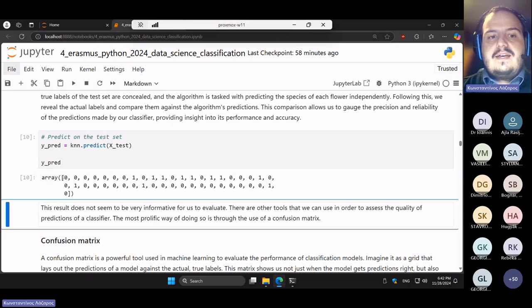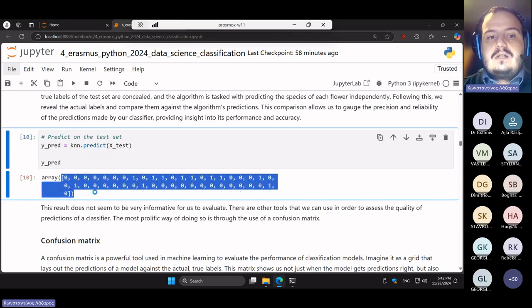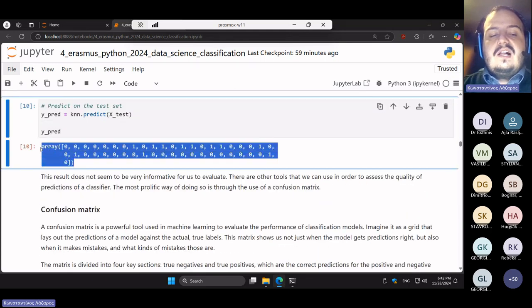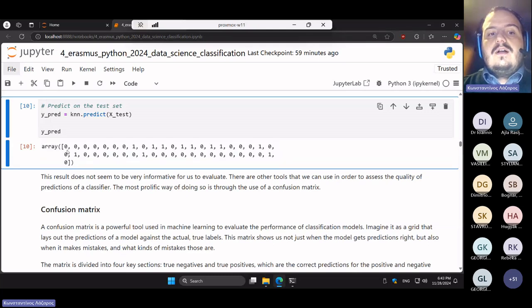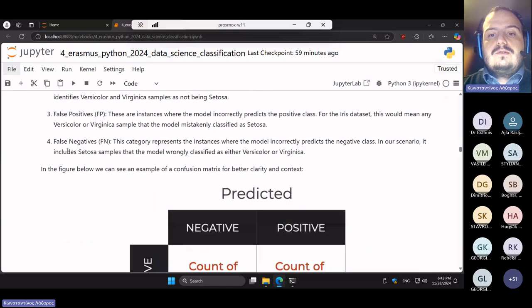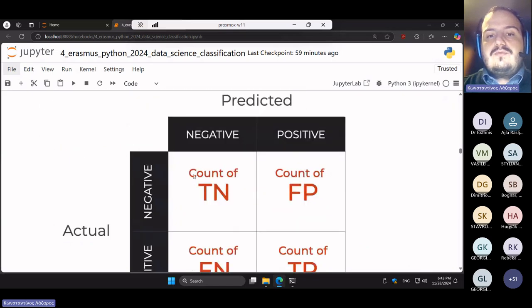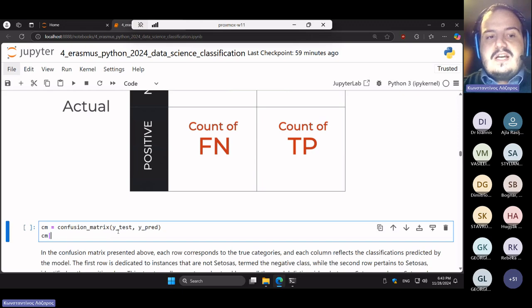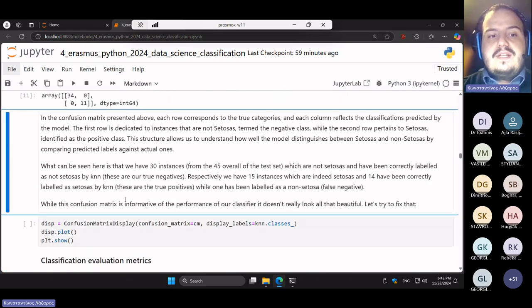And we basically see that these are the predictions that the algorithm actually made. So how can we actually compare what the algorithm gave us in relation to our ground truth? This is where a very powerful tool called the confusion matrix comes in. So let's check it out for our specific example with the data set that we have.